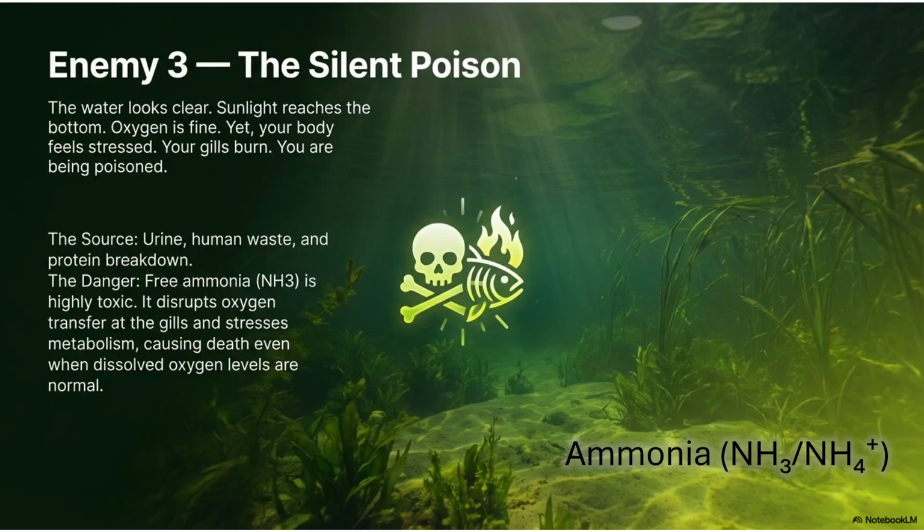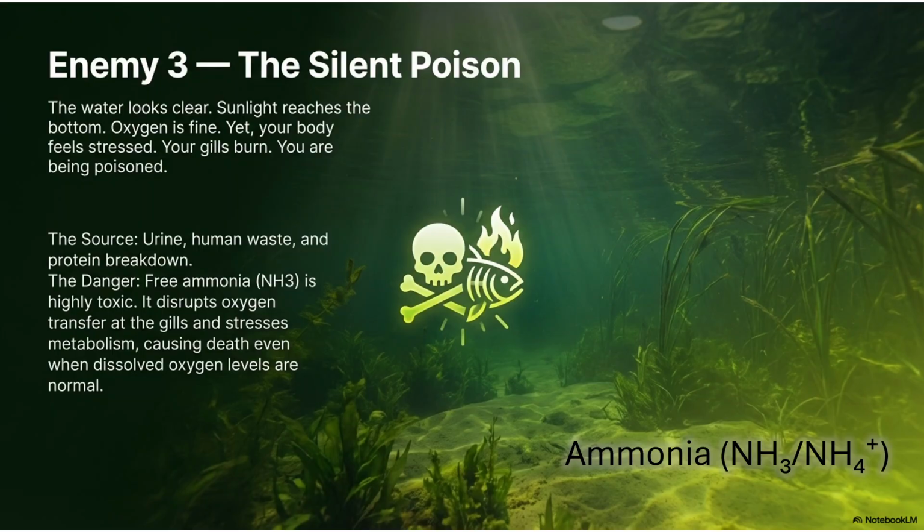Step 1. The source of ammonia. Let's zoom upstream. Where does ammonia come from? Urine, protein breakdown, human waste, animal waste. When organic nitrogen in waste breaks down, one of the products formed is ammonia, which is NH3 or NH4+. Ammonia contains nitrogen, and nitrogen is not always harmless.